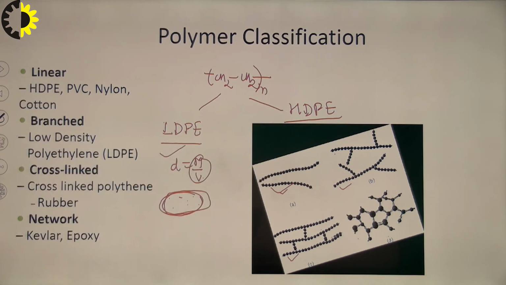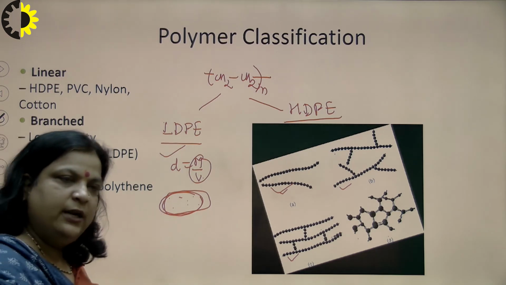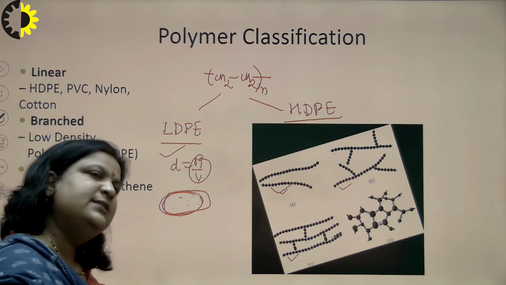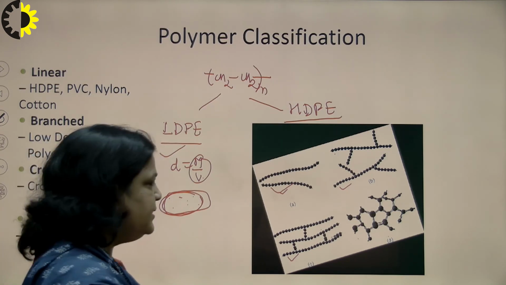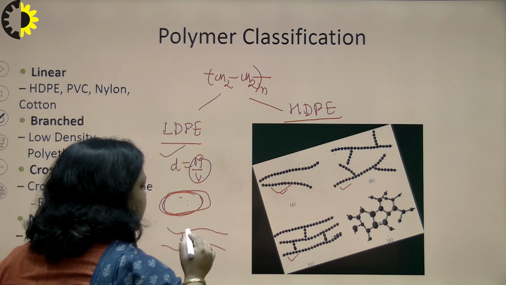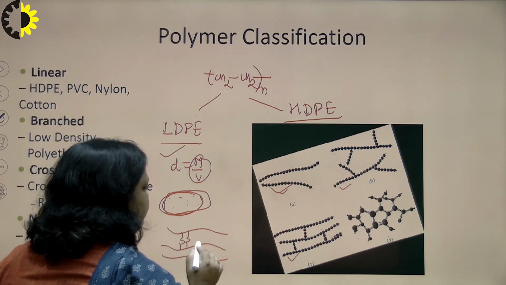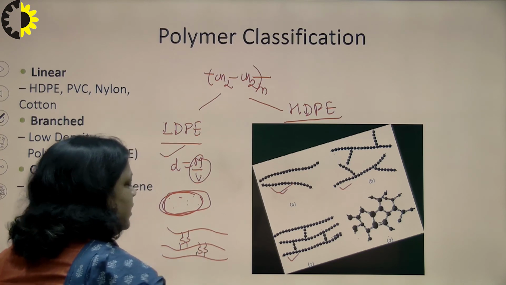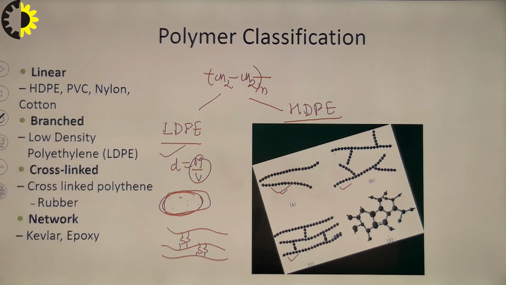Cross-link, a very good example is vulcanization. Natural rubber is initially branched, but when we mix it with sulfur, the sulfur links between the chains, and then we get a cross-link structure. And for network, we generally take thermosetting polymers, Kevlar, epoxy, etc.